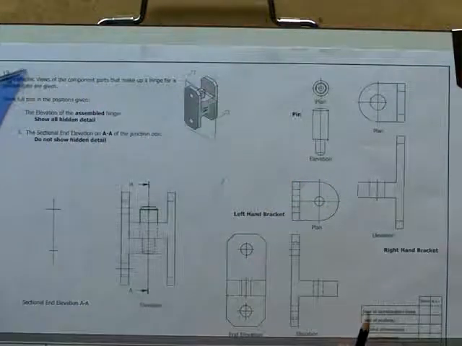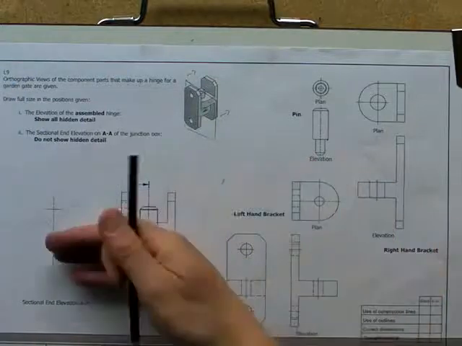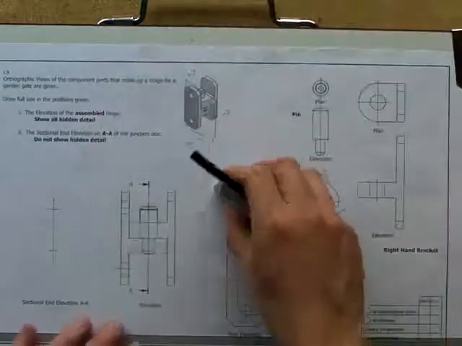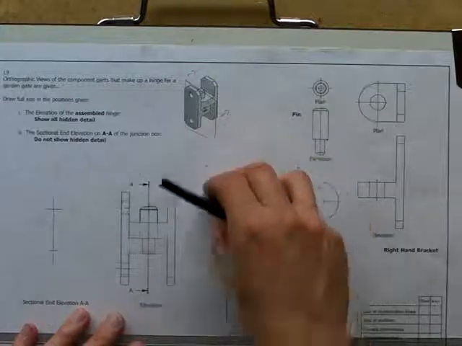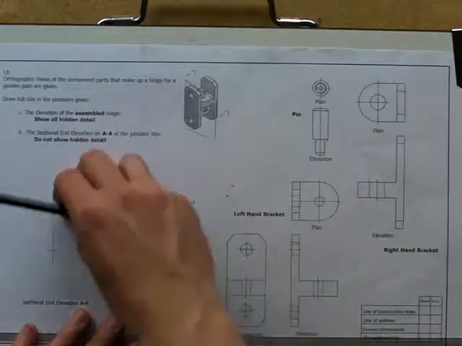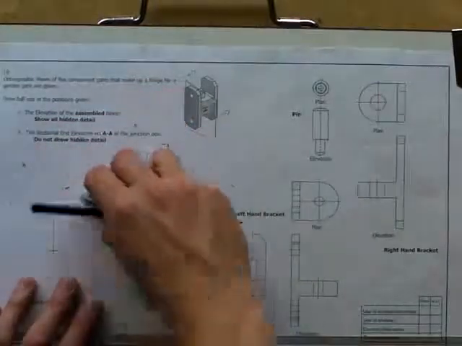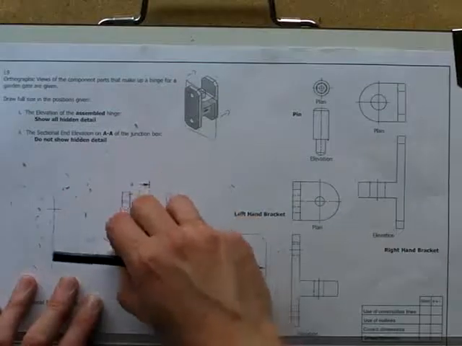So in actual fact, oh my goodness, that's not good. I just trailed some pencil over the drawing, just to tidy it up a wee bit. So what we're doing here is we're going to be drawing the sectional view.